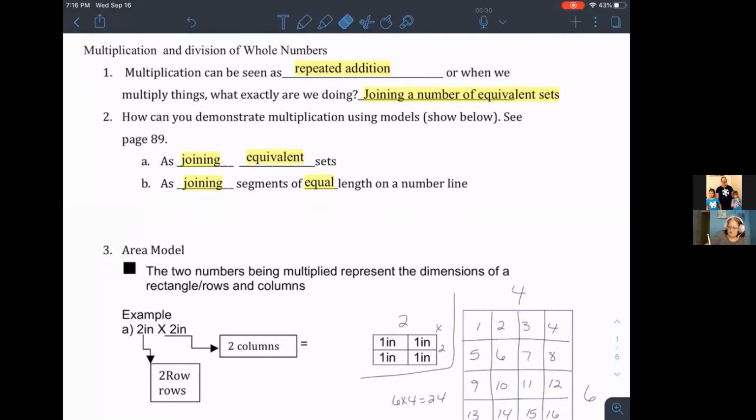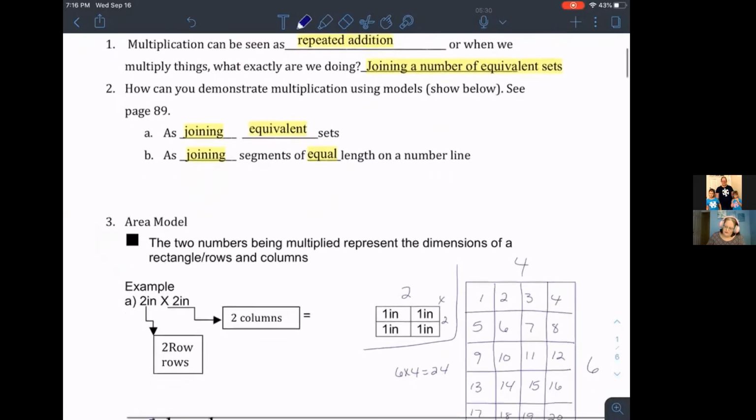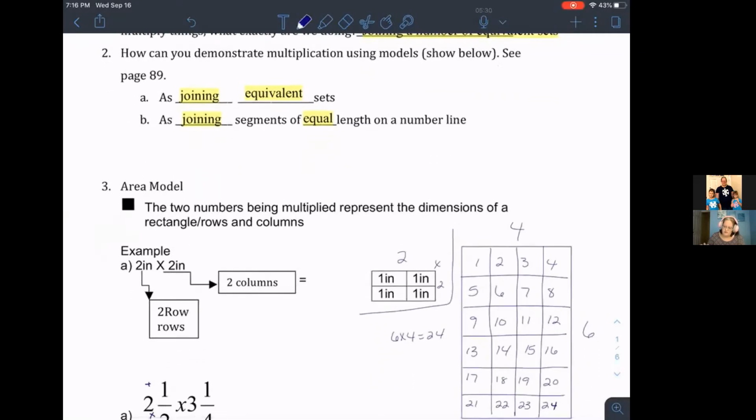So that just means we're doing 2 plus 2 plus 2 plus 2 is 8, or we could say 2 times 4, 1, 2, 3, and 4 equals 8. Same thing. We're either repeating addition or it's multiplication. How can you demonstrate multiplication using models? As joining equivalent sets and as joining segments of equal length on a number line.